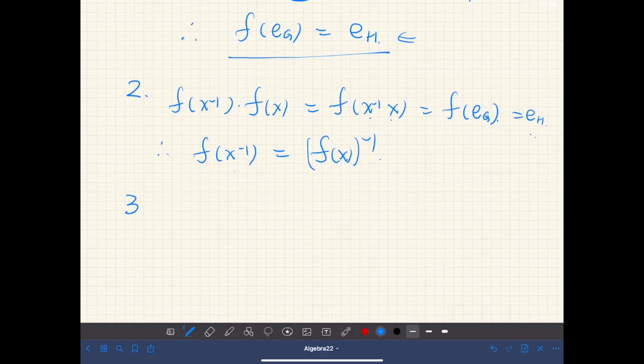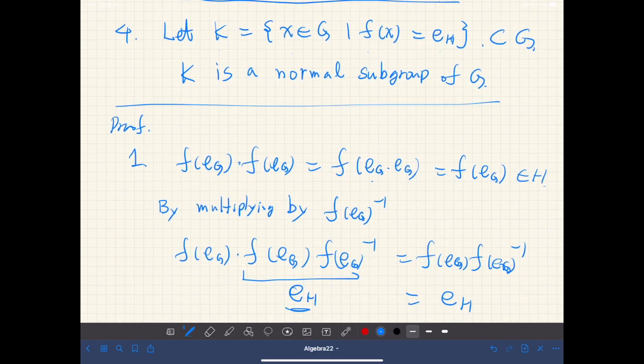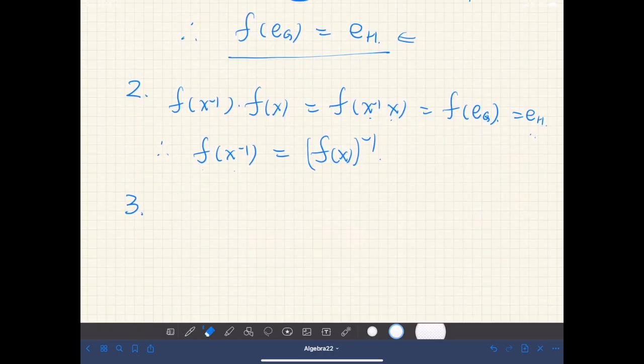And the third point is that F of G is a subgroup of H. So by the previous lemma, F of G is a semigroup.